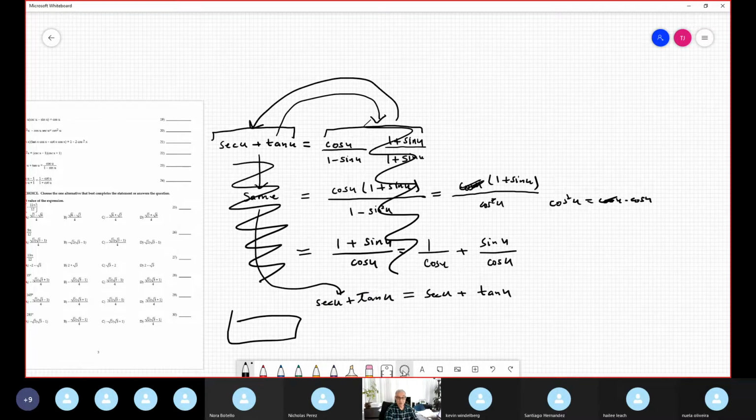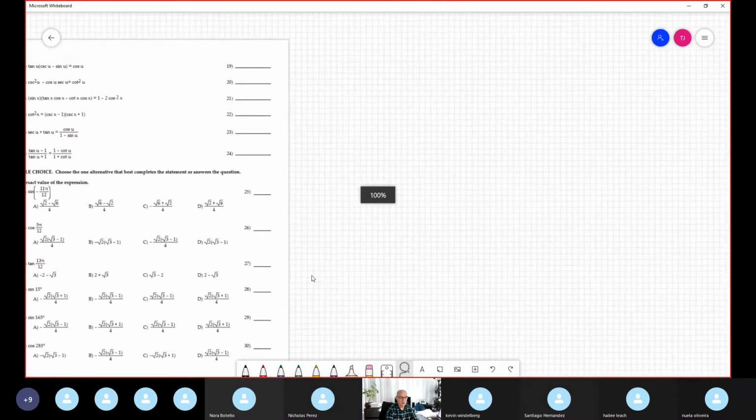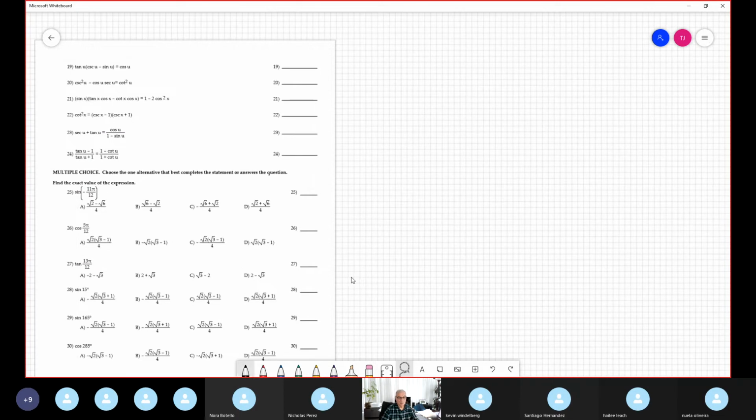Okay, so now let me erase that part. Forget about it. In our problem, always you stay on one side. You decide the side that contains less information, and you take the more complicated side, and now you manipulate. Let's see 24, that is easy also. Tangent u minus 1 divided by tangent u plus 1 should be equal to 1 minus cotangent u divided by 1 plus cotangent u.